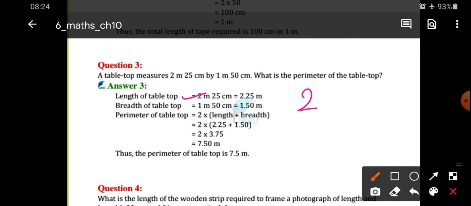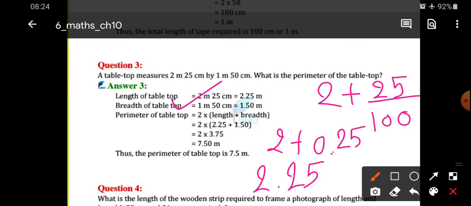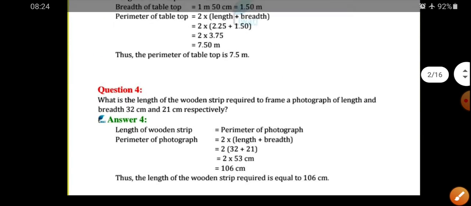You have to convert into the same unit, either meter or centimeter. It will be easy to convert into meter. 2 plus 25 divided by 100, because you want to convert into meter. So it will be 2 plus 0.25, so it's 2.25. The same way, 1.50 meter.